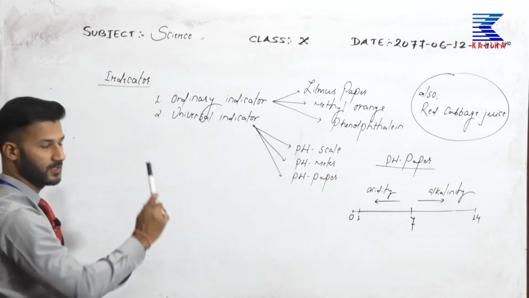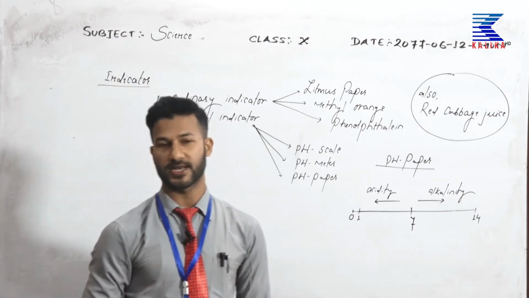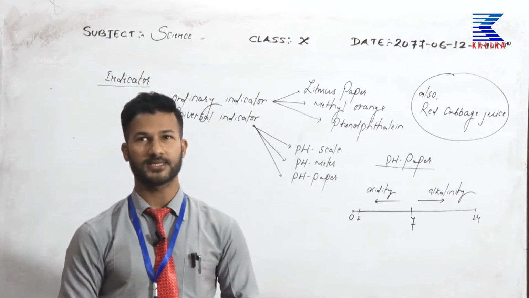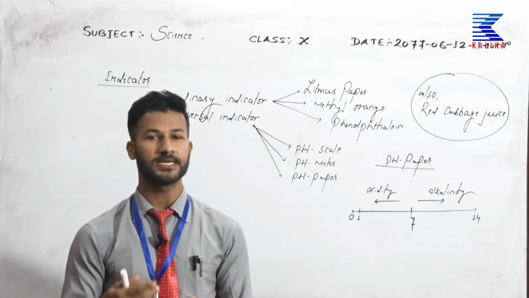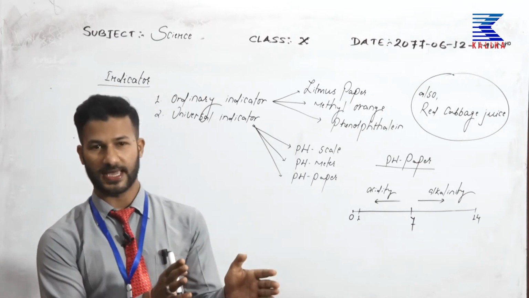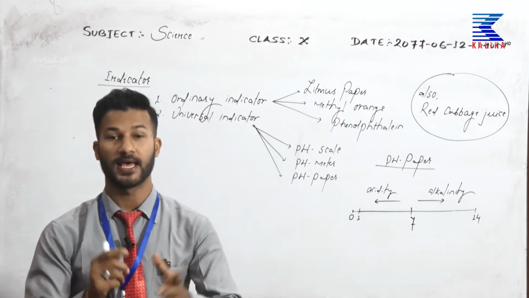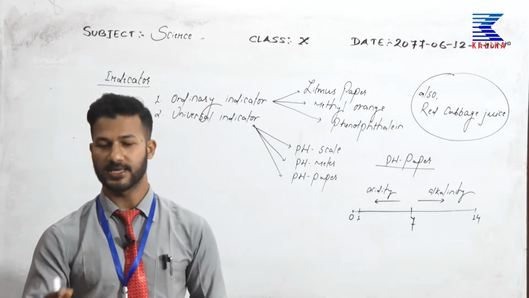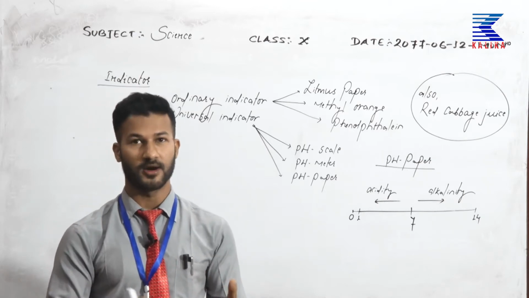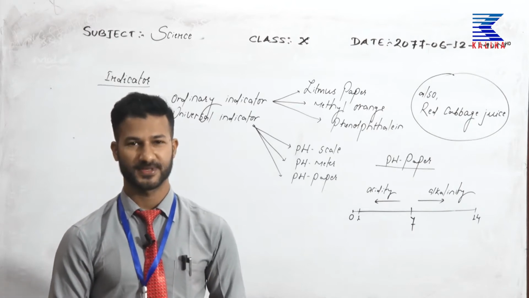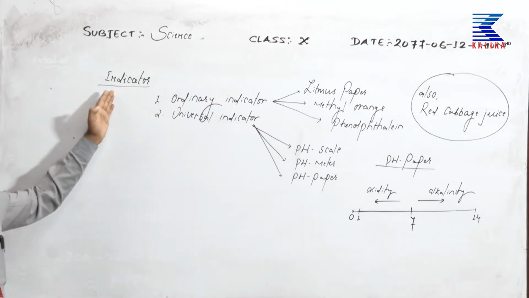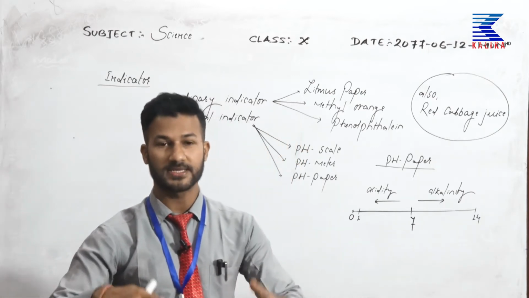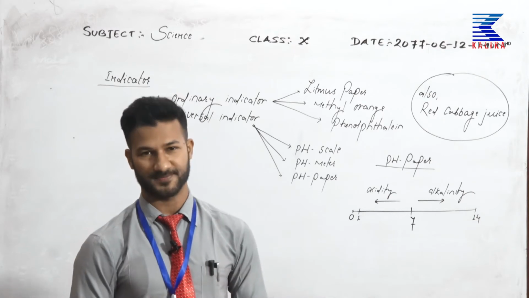Indicator. The title itself is quite clear. Indicator means something that indicates. Here in acid, base and salt, indicators are those chemical substances which help you to identify whether the given chemicals are acidic in nature or basic or neutral in nature. These indicators identify the given chemical substances by changing their own color.